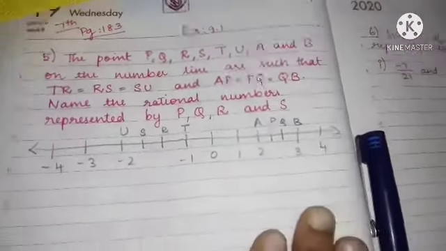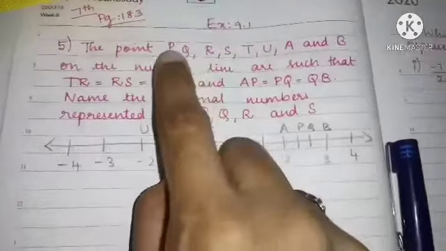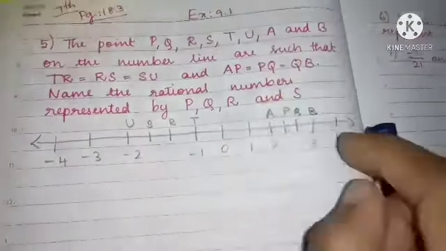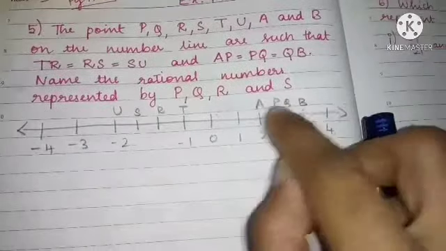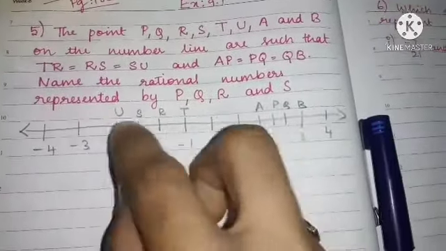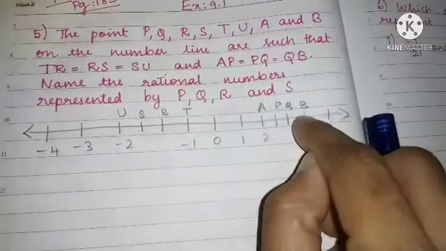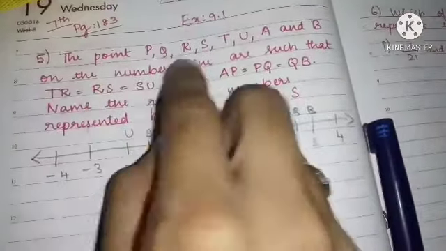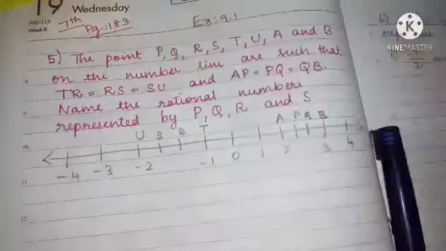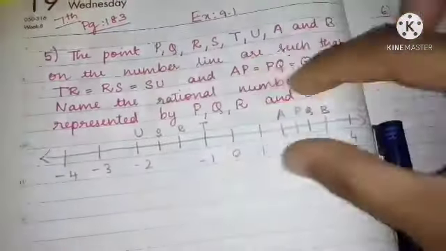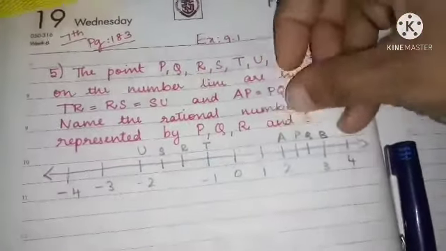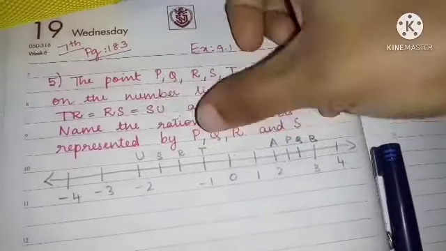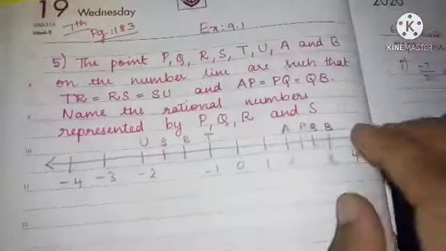Fifth problem. The points P, Q, R, S, T, U, A, B are on the number line. In this number line we have these points. What are the points, children? P, Q, R, S, T, U, A, B.